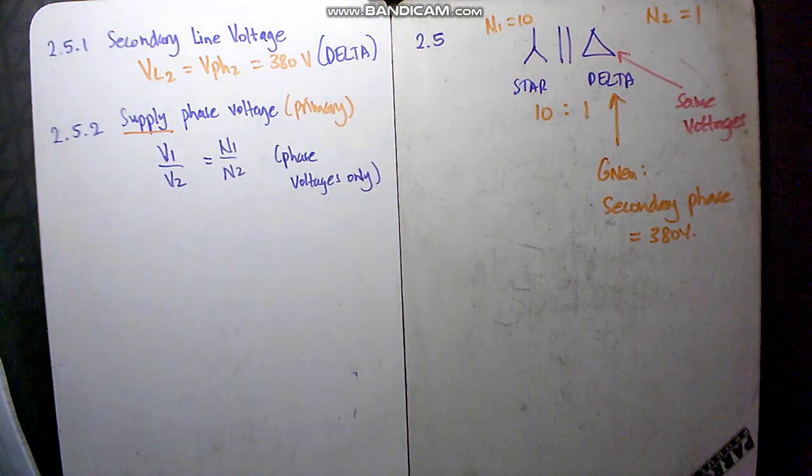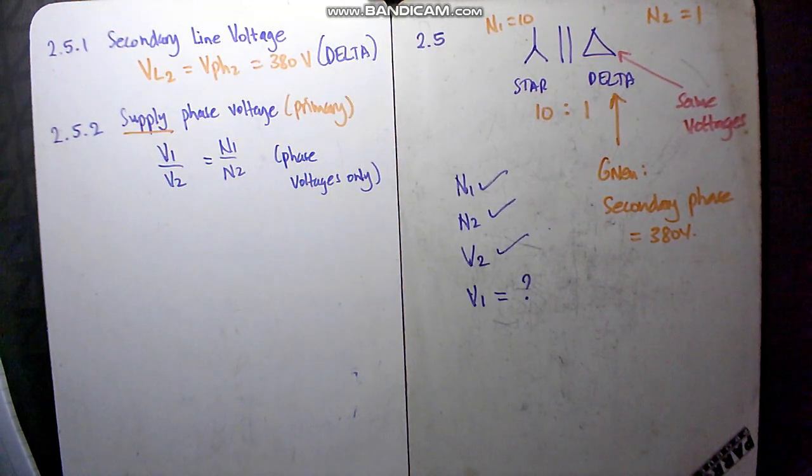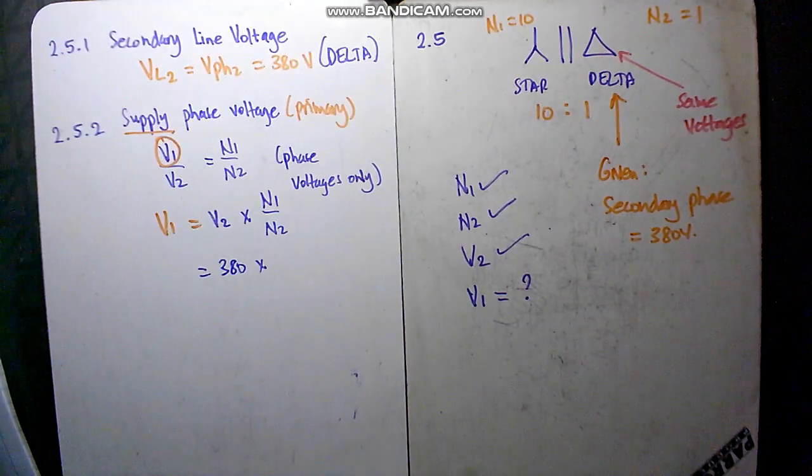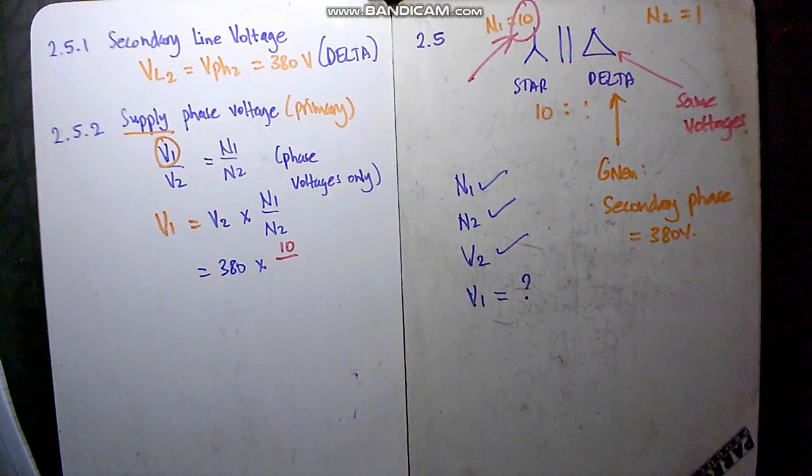Correct, primary. Okay, so we're using the formula only with the phase voltages. So V1 over V2 equals N1 over N2. Only phase voltages can be used in this formula. Alright, we are given N1, N2, and V2. We are going to calculate V1, make V1 the subject of the formula. V2 is 380 and N1 to N2, that is our transformer ratio, 10 turns to 1 turn.